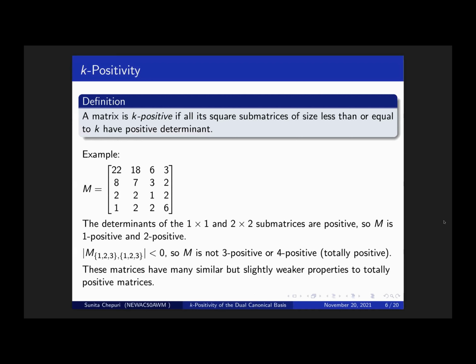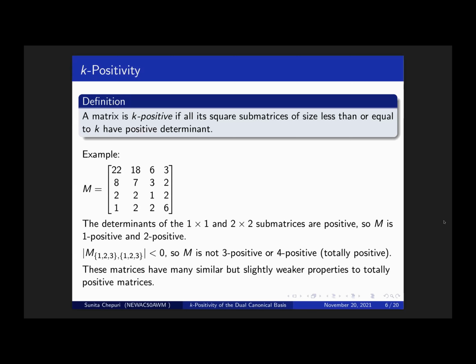So these matrices have many similar but slightly weaker properties than totally positive matrices. One of the things that I've been studying is, in general, how much of what is true for totally positive matrices is still true in this case. I've done some work looking at the topology of these matrices, looking at the cluster algebra structure of these matrices.